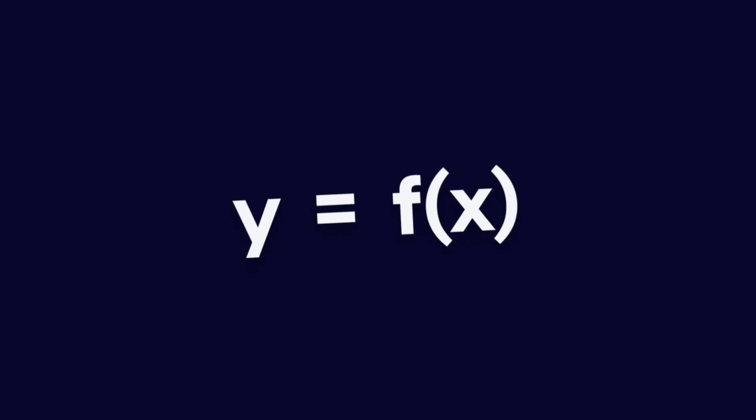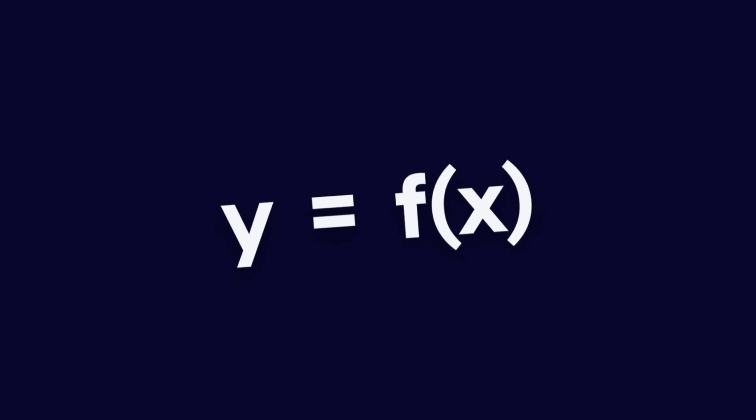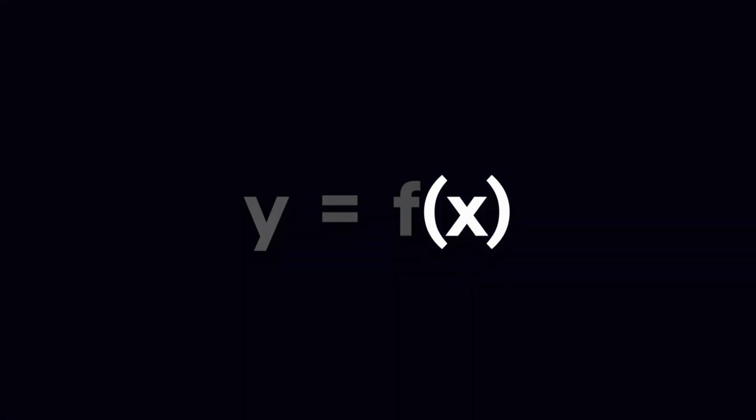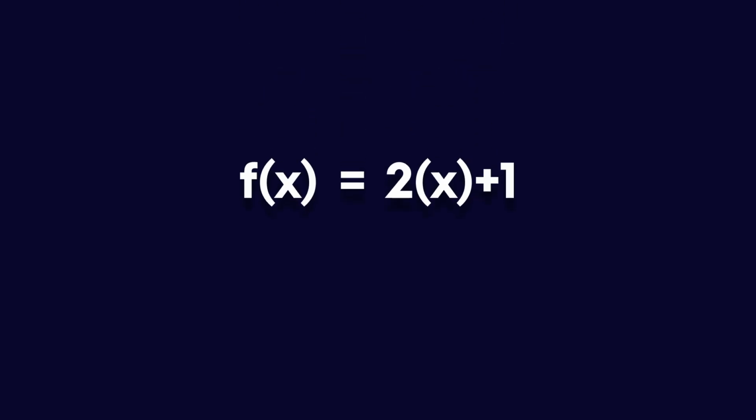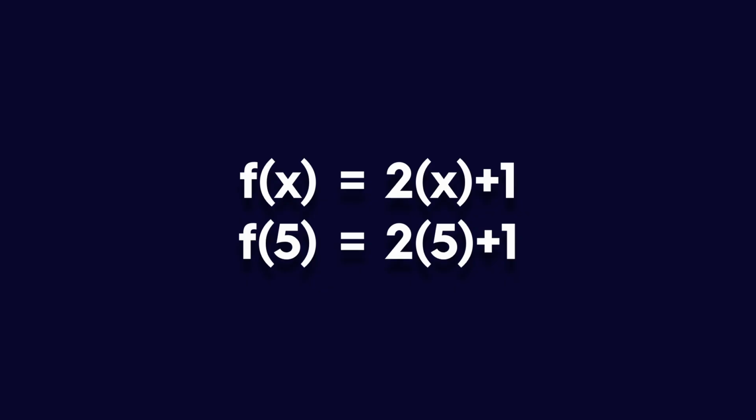Next, let's look at how mathematicians write this idea. They use y equals f of x, where x is independent and y depends on whatever x decides to be. Evaluate it like a pro. If f of x equals 2x plus 1, then f of 5 means double 5 plus 1, or 11. One input, one answer, no surprises.